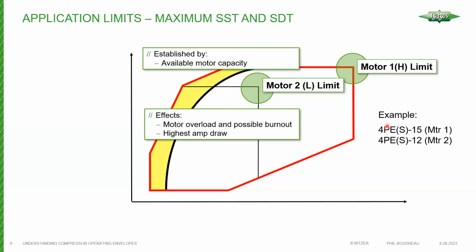The P indicates the displacement code for this particular compressor. It's a 4-cylinder with a P displacement, just a letter to indicate a certain displacement. E is for equal line, and the S is for the non-oil pump versions. So there are oil pump versions and non-oil pump versions. Then we have a nominal 15 horsepower and a nominal 12 horsepower. As you can see, the 15 would be your motor 1 compressor, which can operate the entire envelope, and the nominal 12 would be limited to this area here.